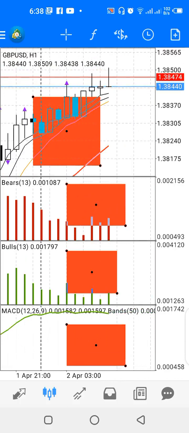Try it out on a demo account. Don't go live on a new strategy. Check it out on a demo account. Does it work for you? Do you know how to use it? Can you use it properly before you go live? Trading a new strategy on a live account can be dangerous. You can blow your account.